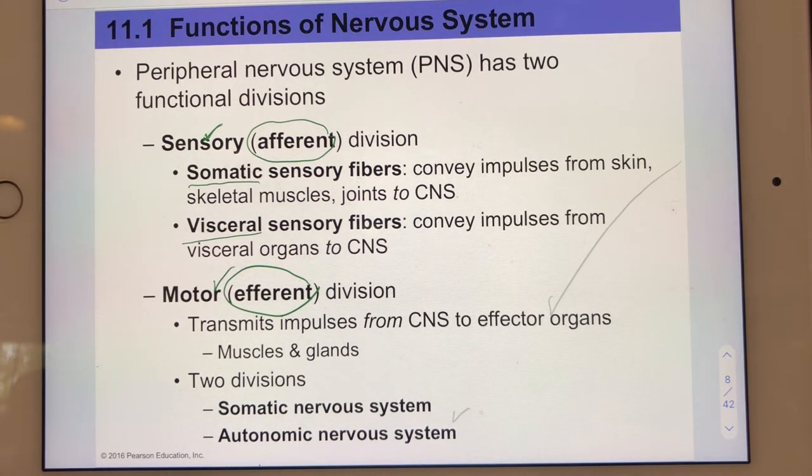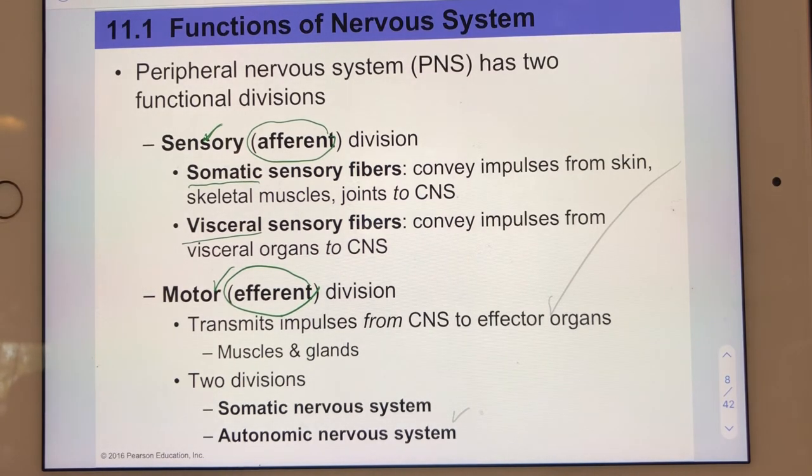So if we have some sensory pathways coming from our internal organs, our deep organs, then the pathways that those will take will be visceral sensory pathways. The pathways coming from all other regions, like our skin, our joints, slightly more superficial stuff, skeletal muscle, those would be moving along somatic sensory pathways.